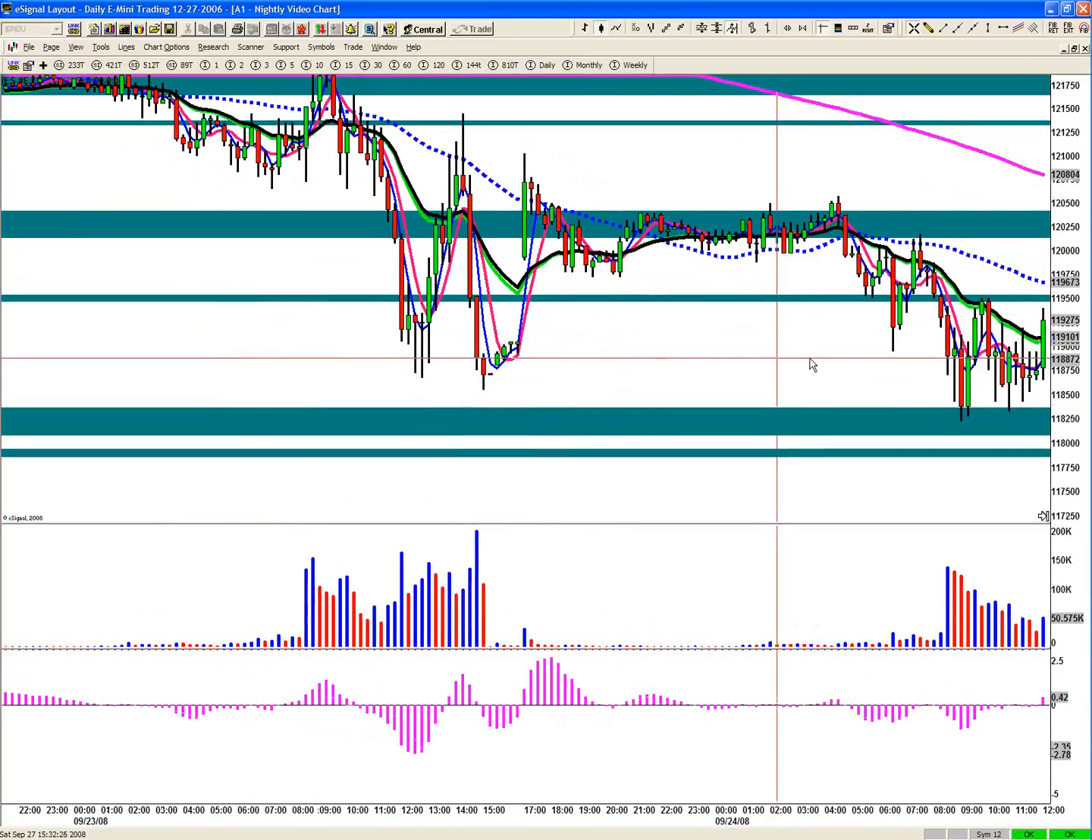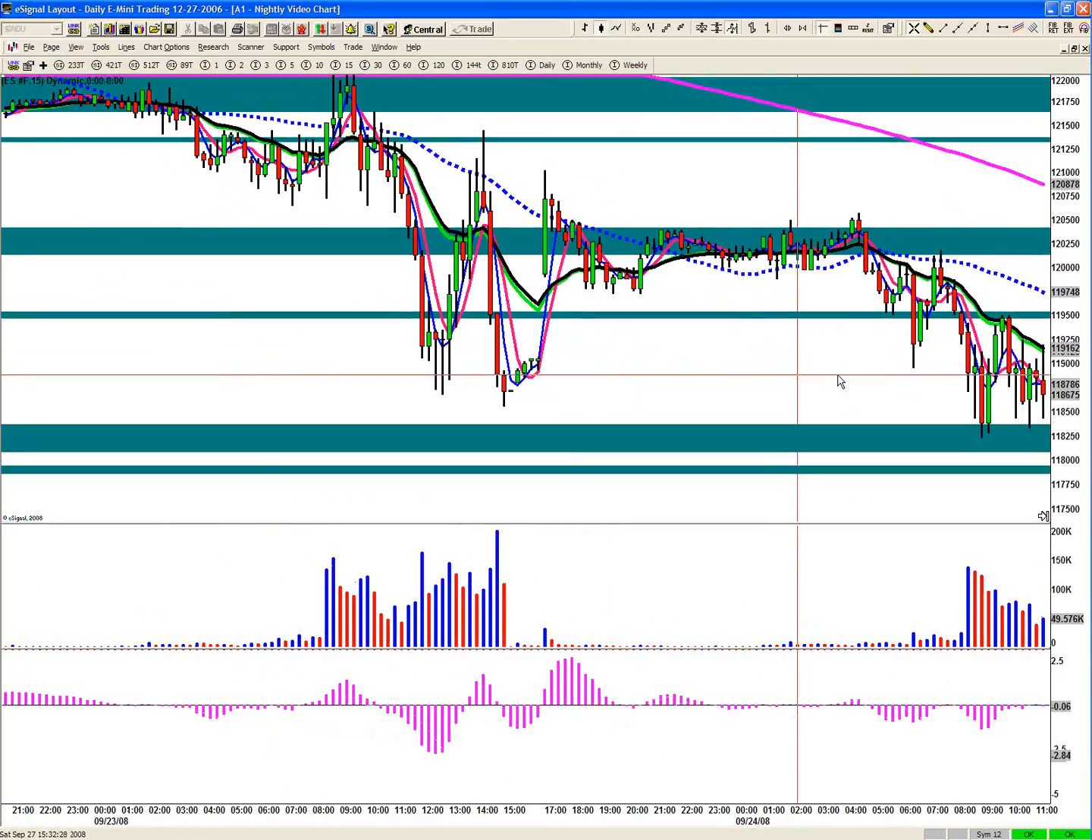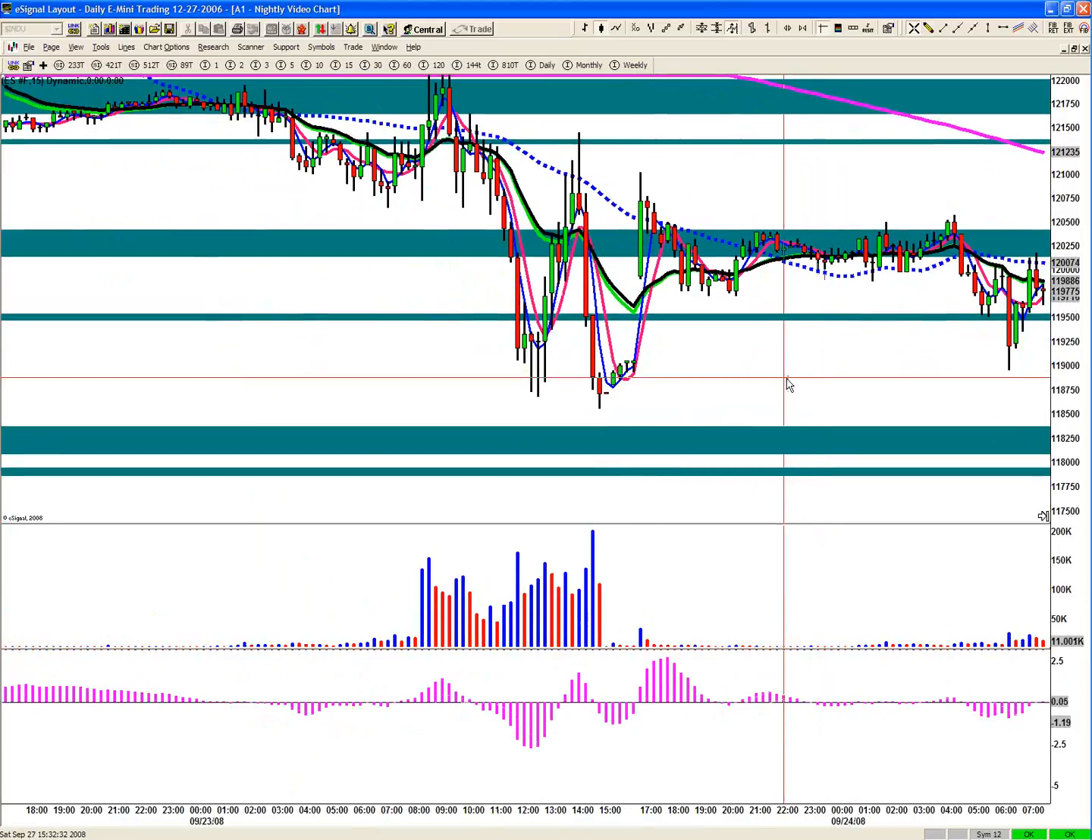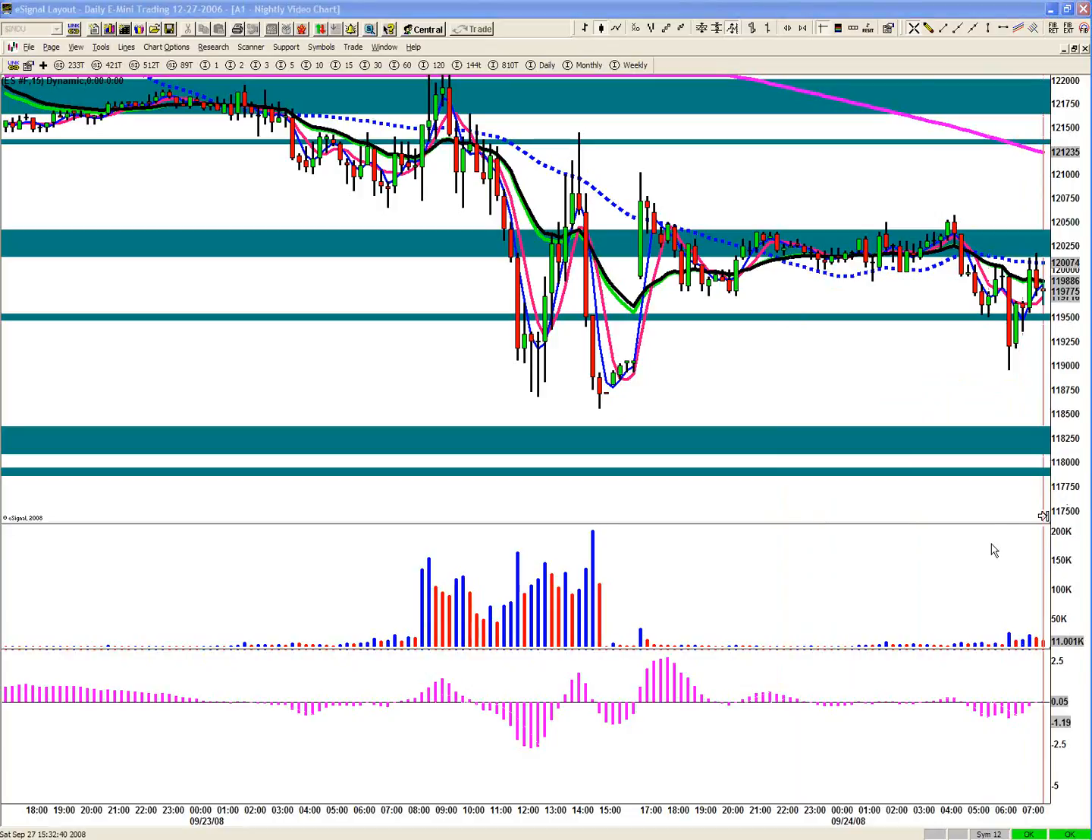The other one that's likely to fail is when it's gone ahead and moved a significant amount of time, or I'm sorry, a significant amount of space in a very short amount of time. So when you're moving 10 or 15 points or more in a couple of bars, those are the kind of bars that are likely to go ahead and retrace.